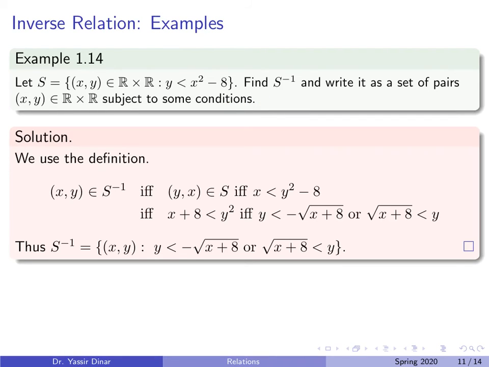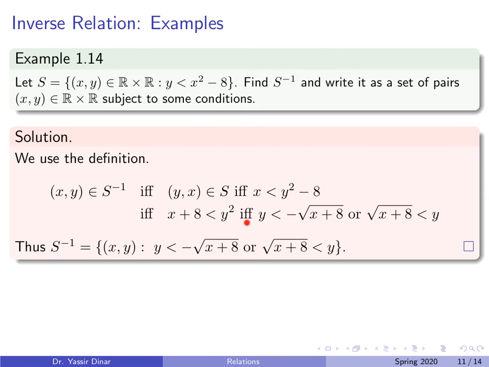So for this type of example, we need only to use the definition. So what do we have as a definition? We have the pair (x, y) belongs to the inverse of my relation if and only if (y, x) is in the relation, and (y, x) is in the relation if the second coordinate, here x, is less than the first coordinate, here y, squared minus 8. And this happens if and only if x plus 8 is less than y squared. And this inequality happens if and only if y is less than minus the square root of x plus 8, or y is greater than the square root of x plus 8.